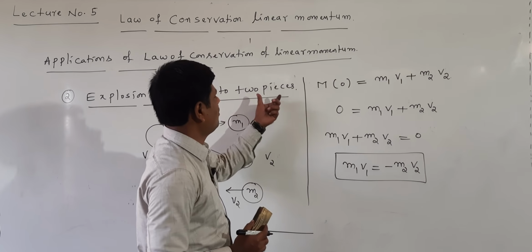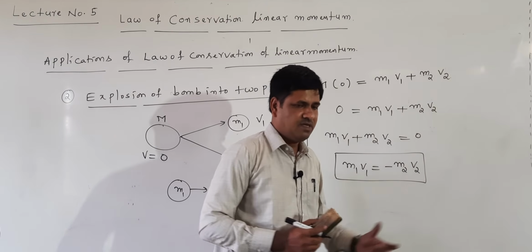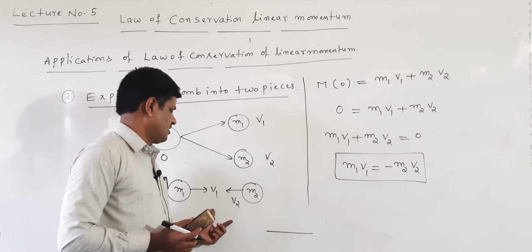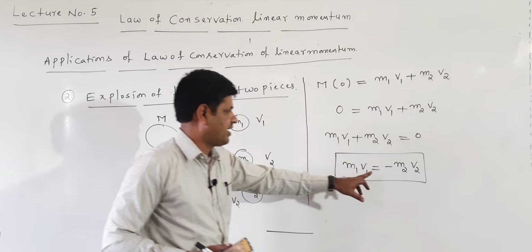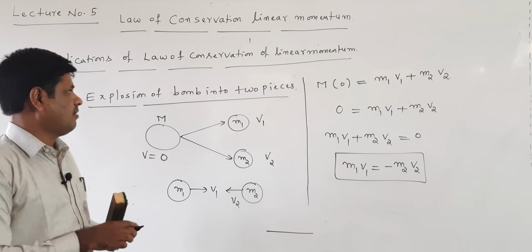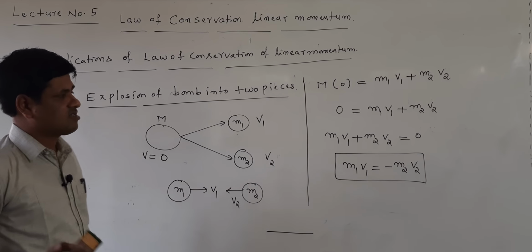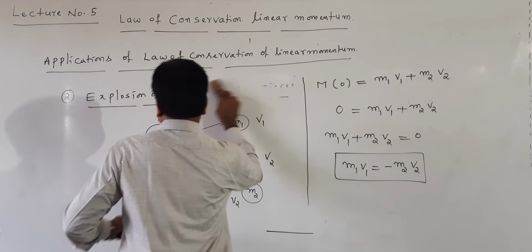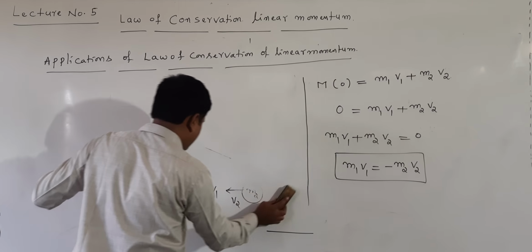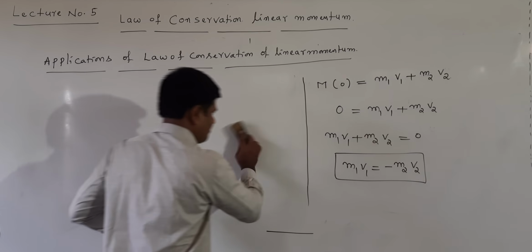After the expulsion of the bomb into how many pieces? Two pieces. Both pieces move in which direction? Opposite directions. Why do they move in opposite directions? Because we get the negative sign. This is the second application of the law of conservation of linear momentum. Next, the third application is something we observe in daily life: rocket launch.